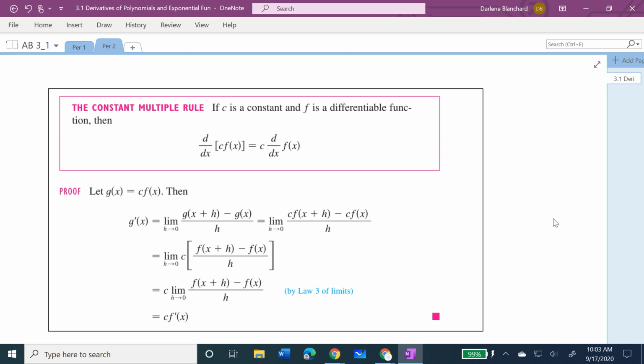Now, here's something I want you to think about. If you are asked to transform a graph by multiplying the function by a number, how does that transform the graph if you multiply the function by a number?